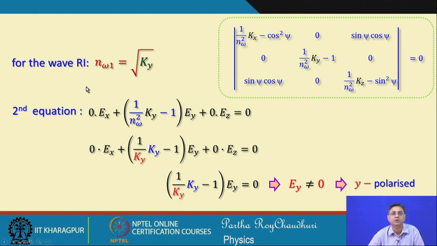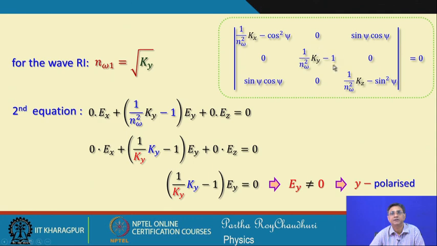Let us look into that for the wave with refractive index n omega 1, that is the permittivity along the y axis of the medium. Then if I use this solution in the second equation, you remember the second equation, we will get 0 into E x, because this equation itself is 0 and you have E x outside.